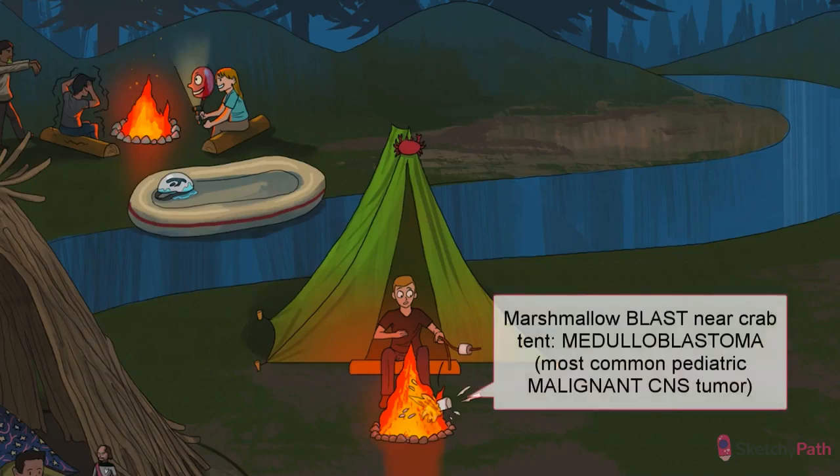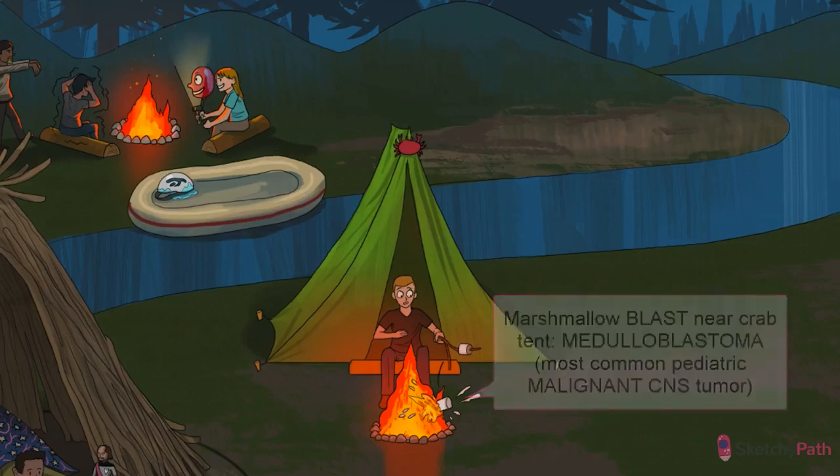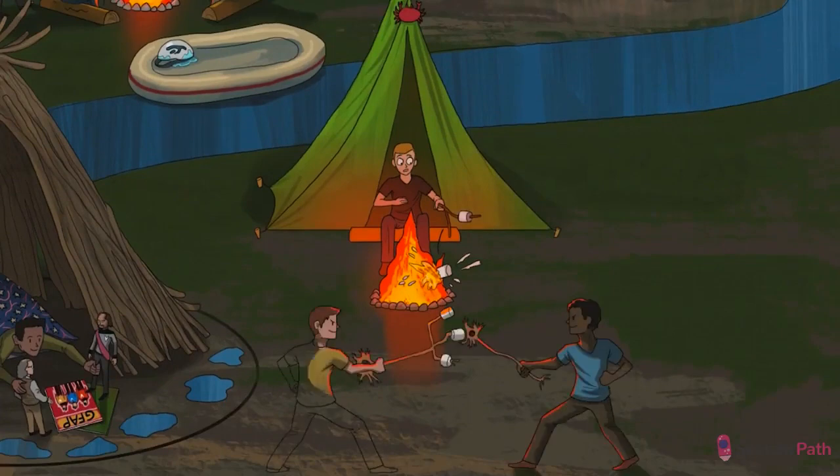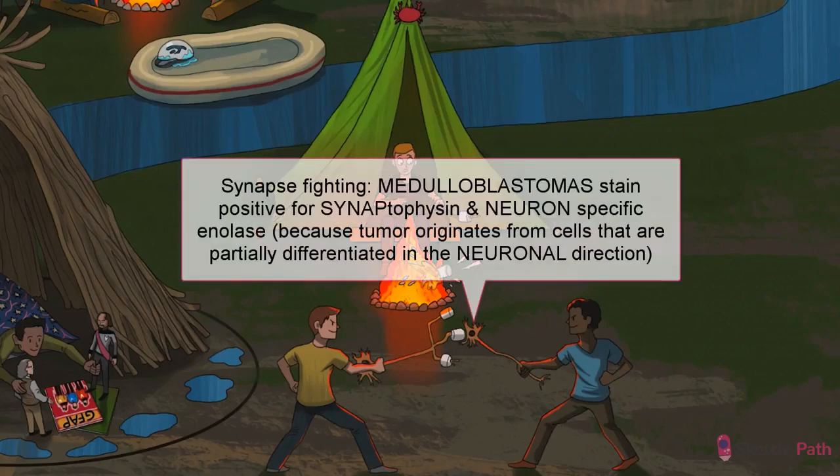So not only do we have some medullo marshmallows a toastin', looks like one fell in the fire, making a little blast. That's medulloblastoma. We've also included our malignant cancer crab symbol to remind you that these tumors like to invade into surrounding tissue. Medulloblastomas are small, round blue cell tumors that most likely originate from malignant transformation of cells in the granular layers of the cerebellum. Since they're more differentiated in the neuron direction, these tumor cells stain positively for synaptophysin and neuron-specific enolase, which are normally found in cells of neuronal origin.